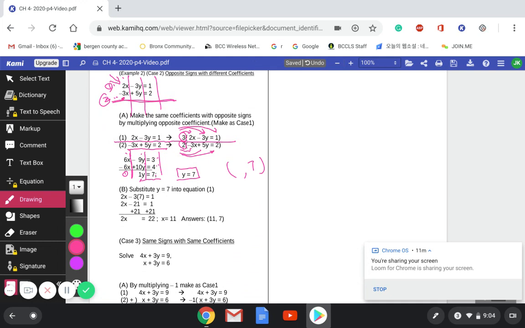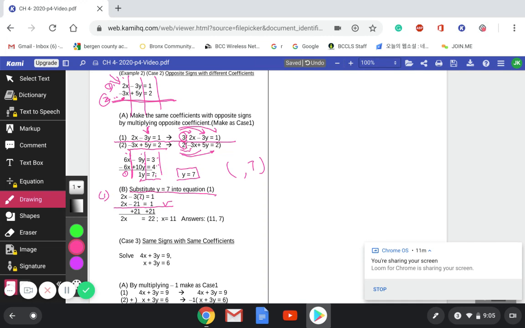Now, second step, you substitute y as 7 in the first equation. So if I do that, instead of y, you substitute 7, so the first equation becomes 2x minus 3 times 7 equals 1, which is 2x minus 21 equals 1. So you have an equation with one variable. So now you want to solve this equation for x.